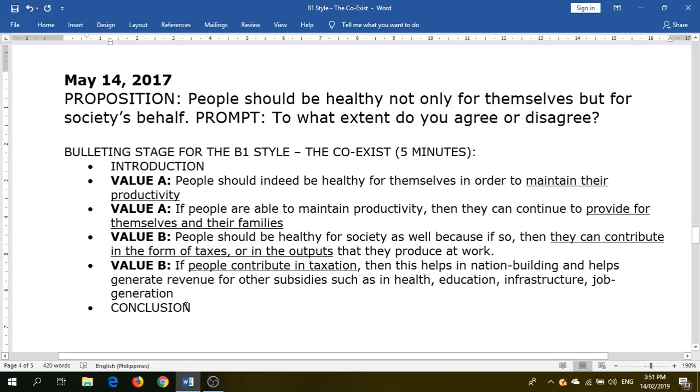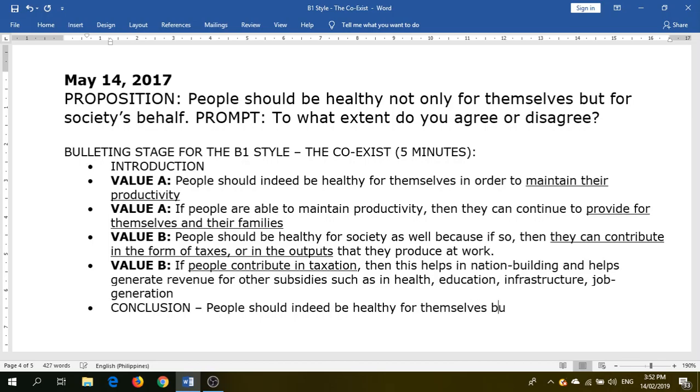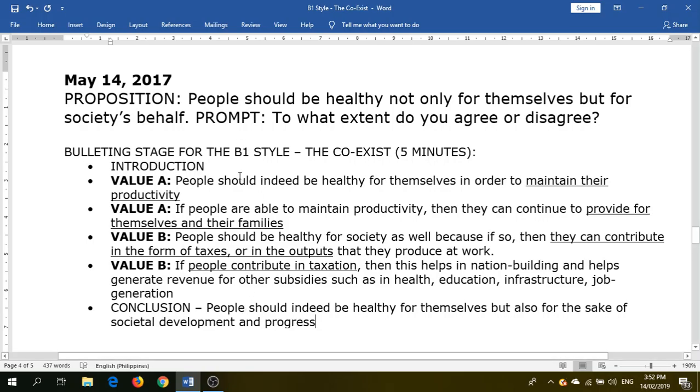And that having been said, it's now time for you to conclude by saying that people should indeed be healthy for themselves, but also for the sake of societal development and progress. That is now the B1 style, or the coexist, wherein you argue for both sides of the issue. I hope that makes sense, everybody.